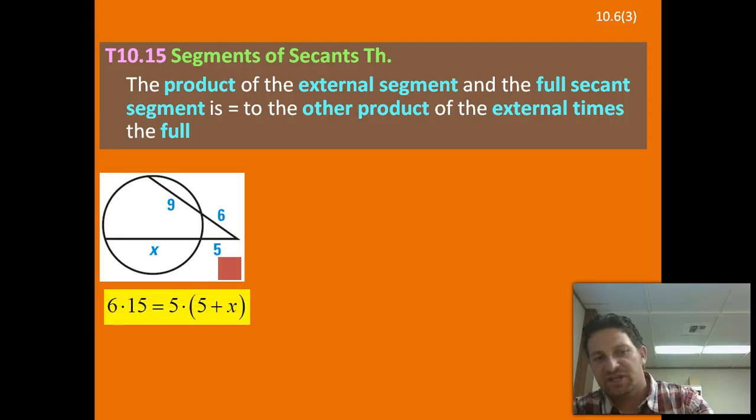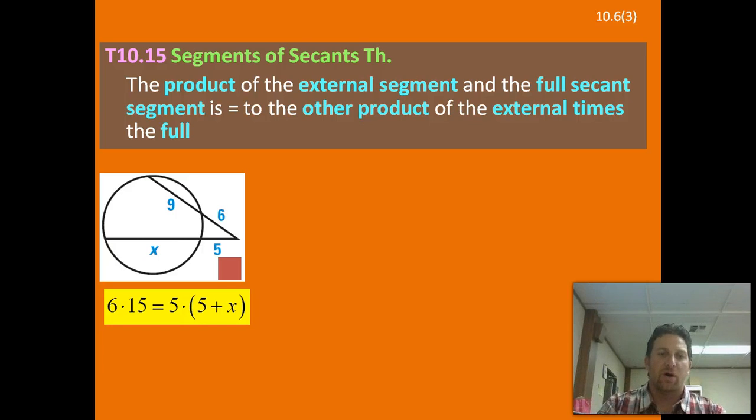The 6 is the external segment times the full length of the secant, which is 9 plus 6, which is 15. So that's where the 6 times 15 comes from, and we set that equal to 5, the external segment on the bottom, times the whole secant length, which is X plus 5. Remember, we can't add those together because of the rules of combining like terms.